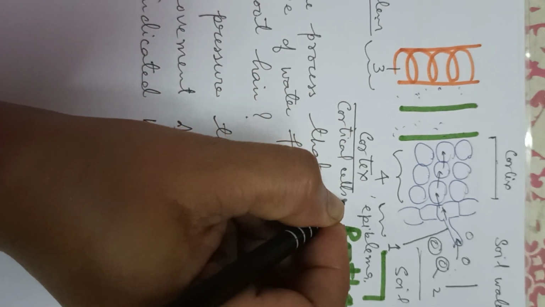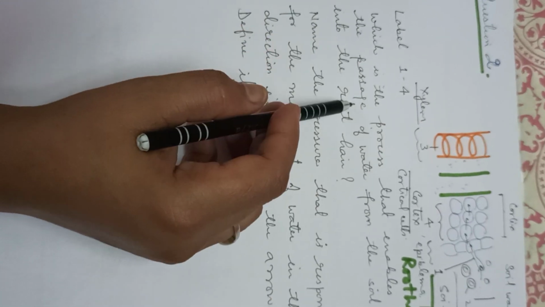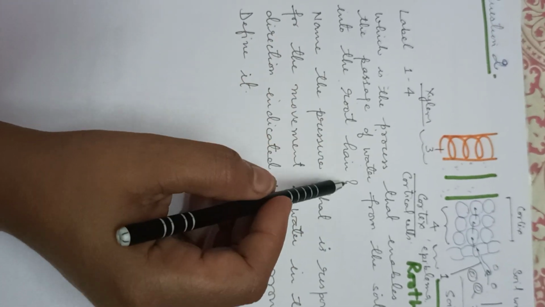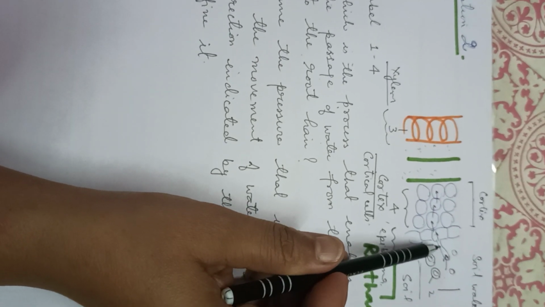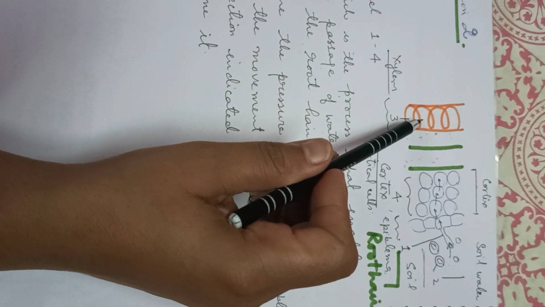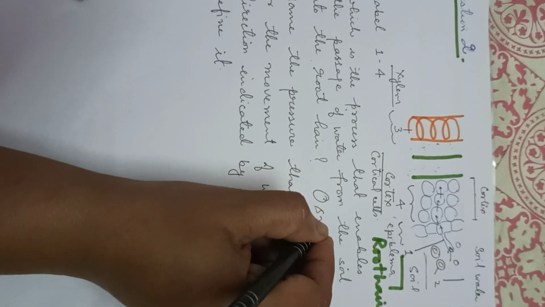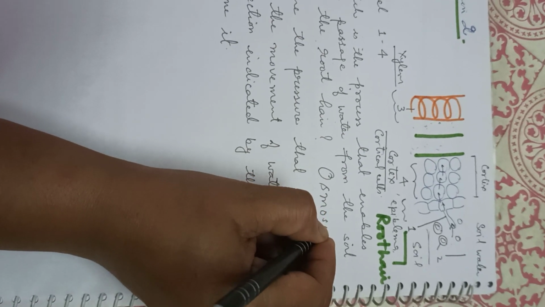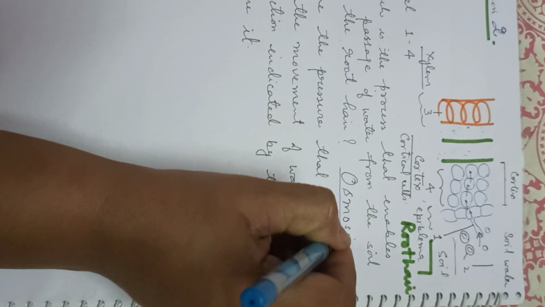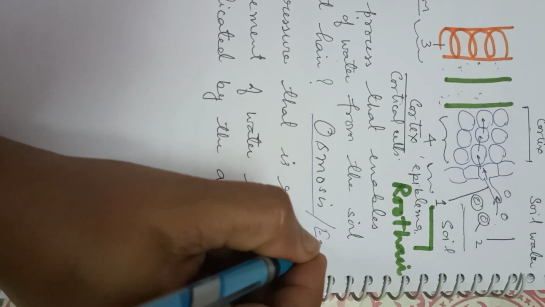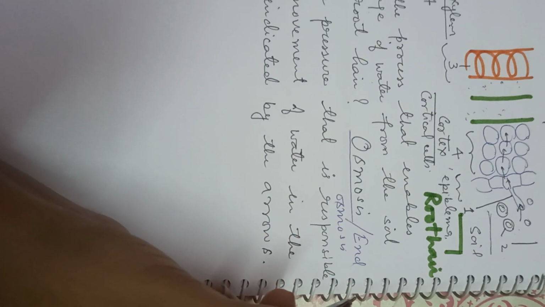Cortical cells. Next, which is the process that enables the passage of water from the soil into the root hair? The question is asking what is the procedure by which water enters from the root hair up to the xylem in this diagram. So your answer is osmosis, or in place of osmosis we can write endosmosis also.